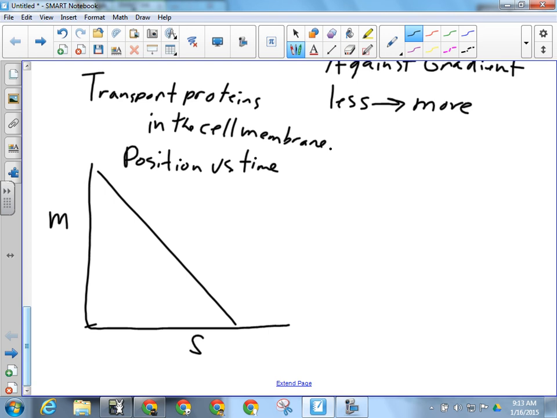All right, what's that object doing? It is going backwards, and it is going backwards at a constant speed, or constant velocity, we would have to say. If we said it had direction, we should probably say it's constant velocity. Okay, all right, good.